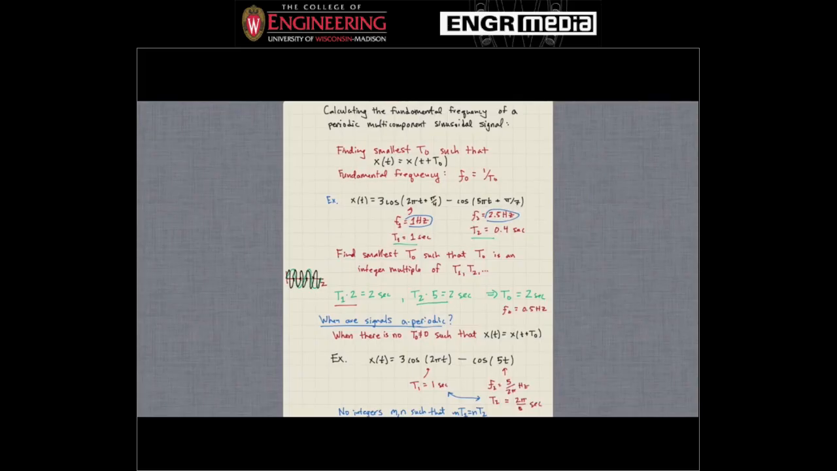When we add these together, it should be relatively clear that since they both complete an integer number of periods in this amount of time, then the sum of these 2 signals is periodic with period 2 seconds.